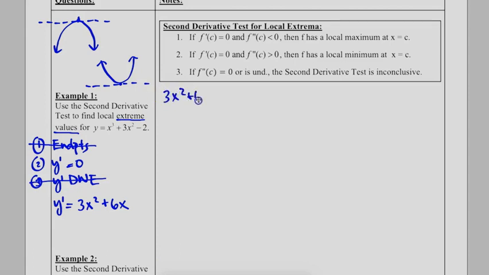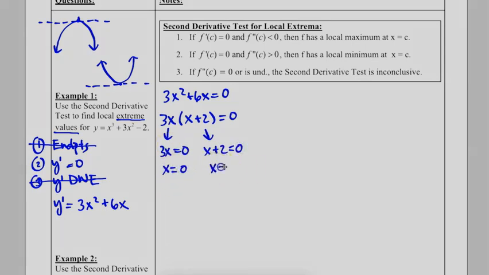So let's set our first derivative equal to 0. 3x squared plus 6x equals 0. I'm going to factor out, let's see, a 3x. So that's going to leave me with x plus 2 equals 0. And then zero product property, we can set each of these equal to 0. So it looks like our critical values, we have x equals 0 and x equals negative 2. So I'm going to write that down. So we have 2 potential candidates where this could happen.